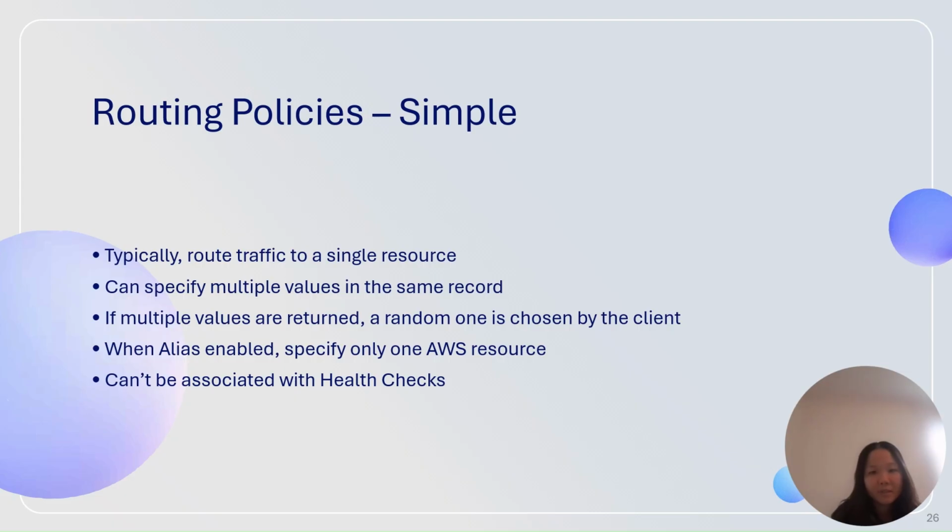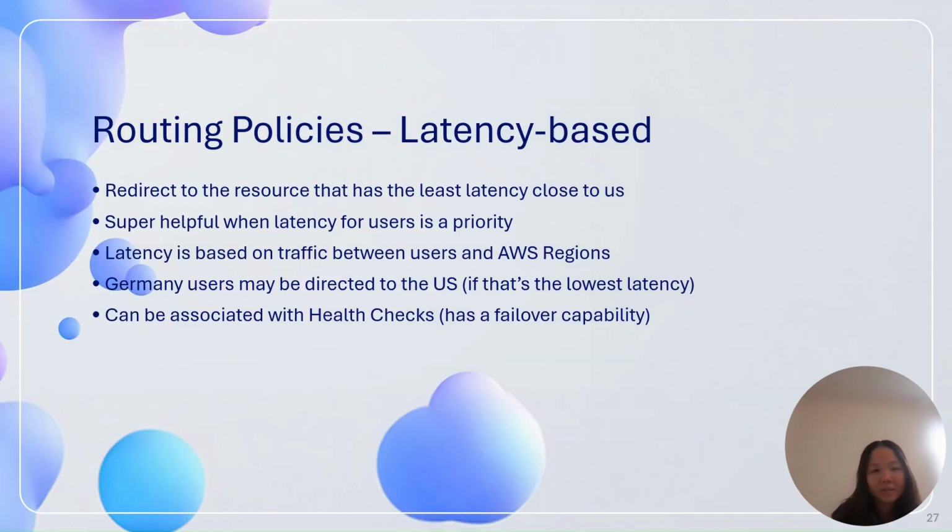Simple routing policy typically routes traffic to a single resource, but can specify multiple values in the same record. If multiple values are returned, a random one is chosen by the client. When alias is enabled, you specify only one AWS resource. It can't be associated with health checks.